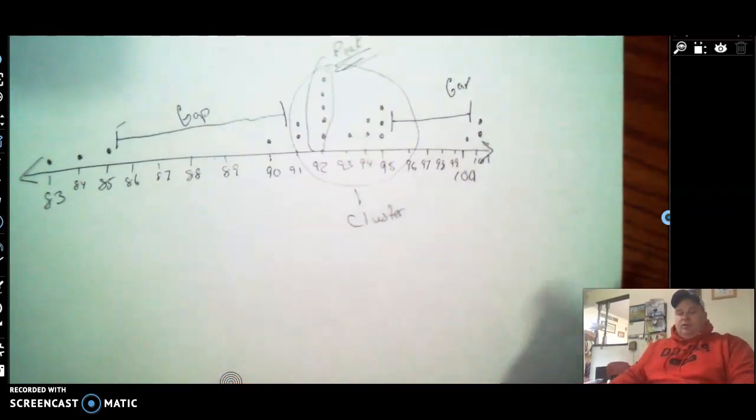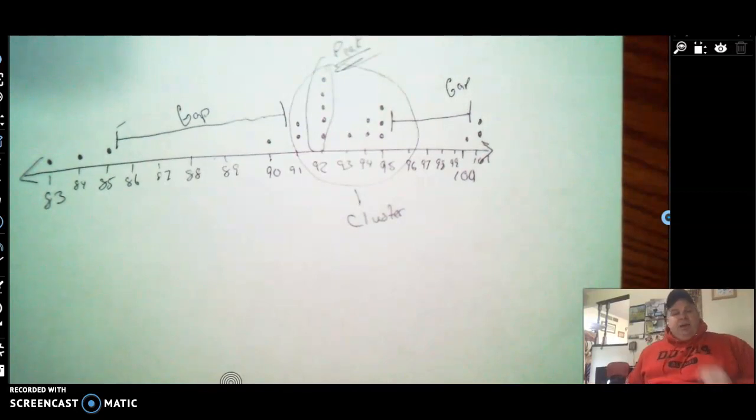So you can have more than one gap, but you can only have like one peak, or I guess you could have a couple of different peaks, right? And then you have a cluster, what's all grouped together.